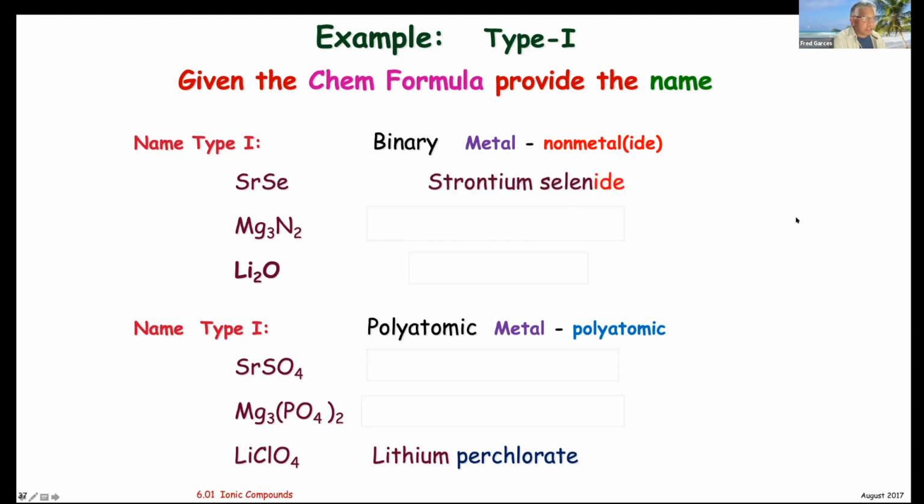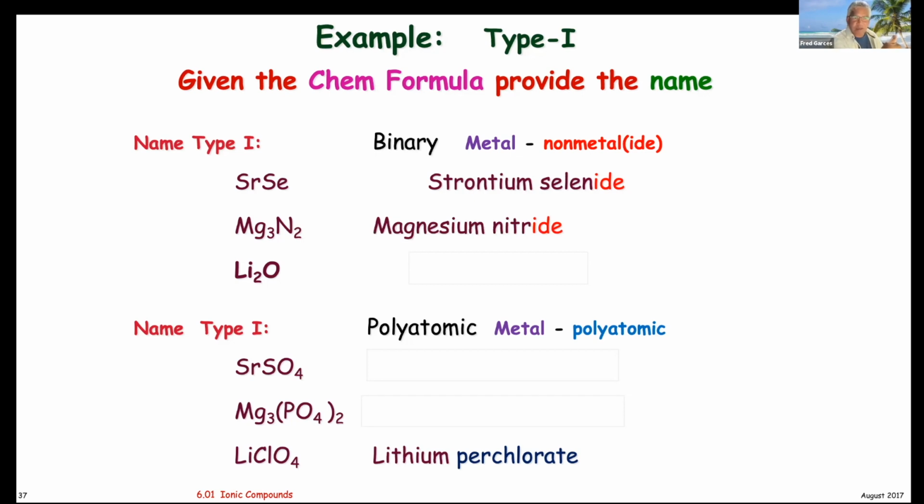Strontium selenide. See how I'm not saying selenium. I drop the ending and put -ide. Okay, the next one. This is also type 1. Magnesium has a fixed charge. It's +2. This is just magnesium nitride. Name the first element, name the second element, put an -ide on the second element: magnesium nitride.